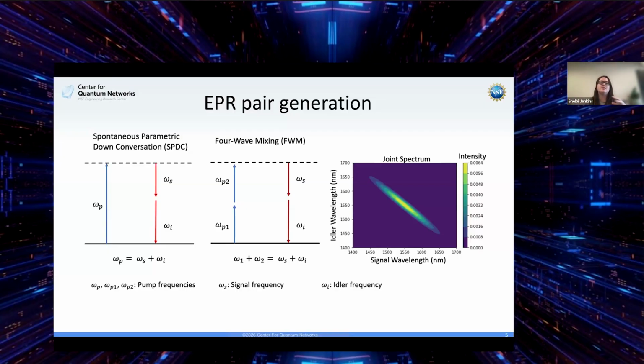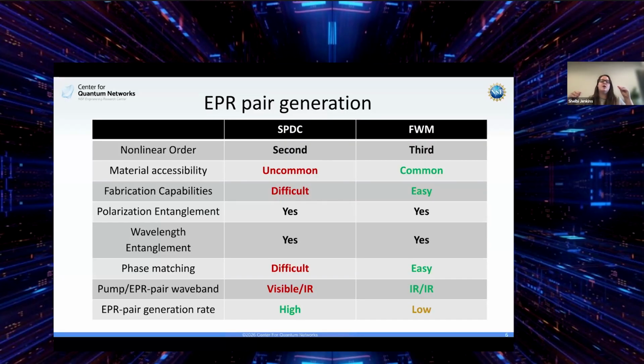And there are some trade-offs to doing either the second-order SPDC or third-order four-wave mixing. Depending on what you're trying to achieve and the limitations of your system will decide which process you're more likely to have success with. So we have this plot here. Like we said, one of them is second order, one of them is third order.